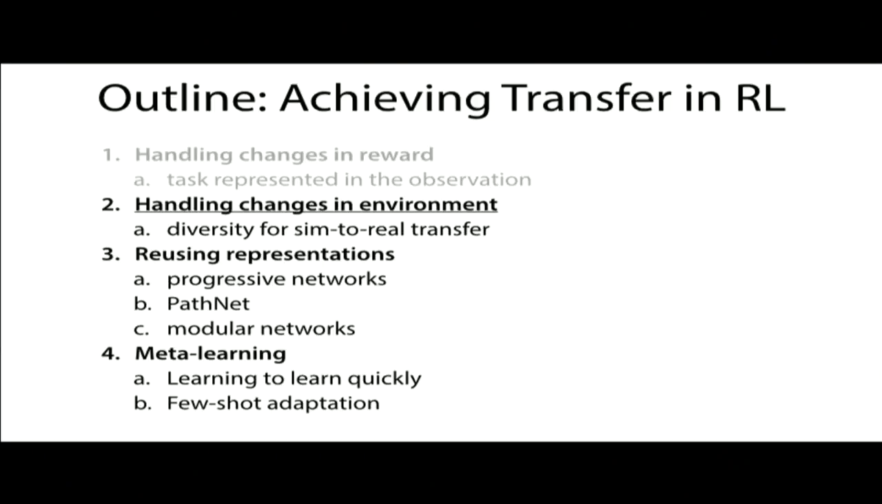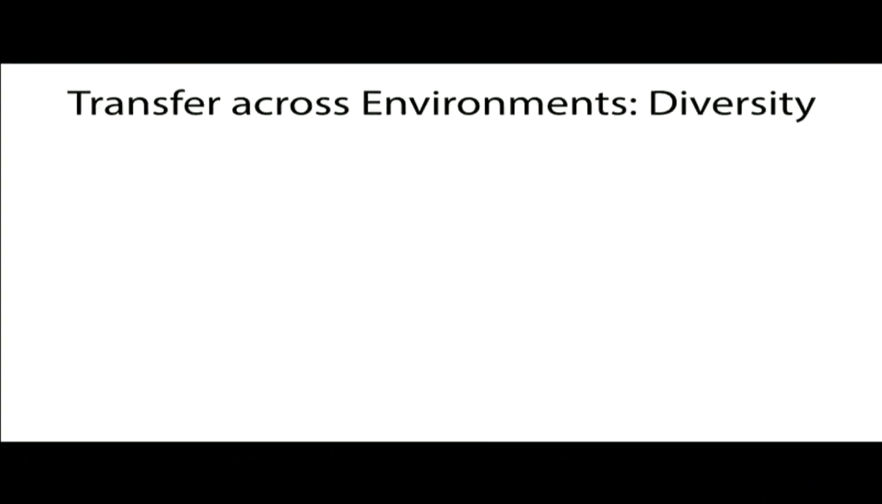OK, so we just talked about how we can handle changes in the task and handle changes in the reward function. What about changes in the environment, in particular changes in the observation space? One of the big interesting problems in transfer learning is being able to transfer from experience in simulation to experience in the real world. I'll talk about two main approaches for this, two approaches using diversity.